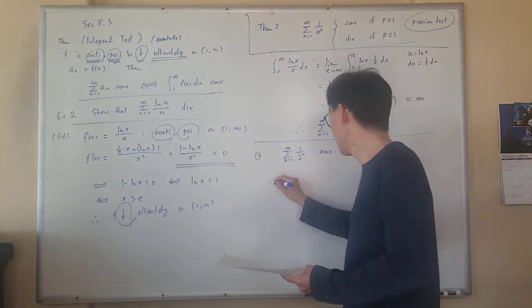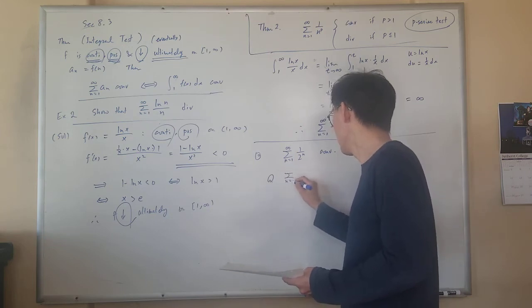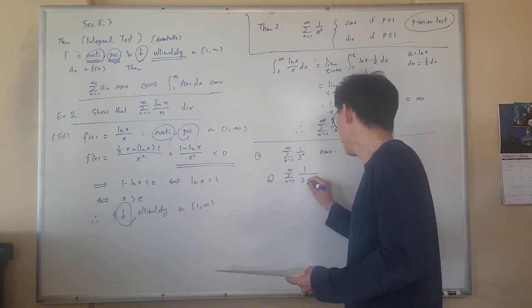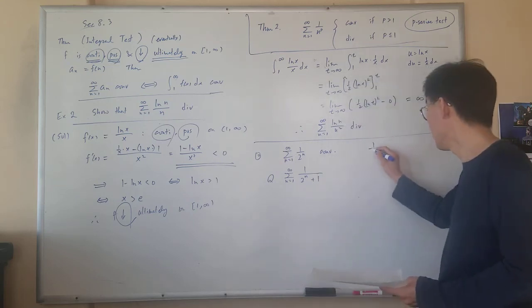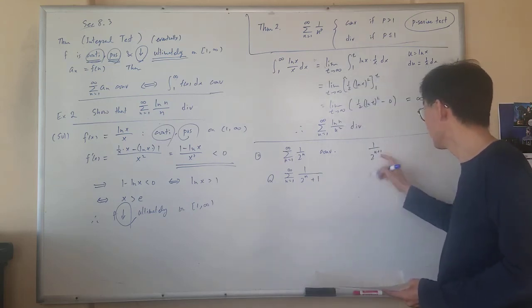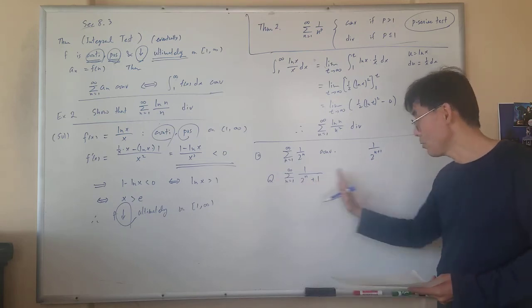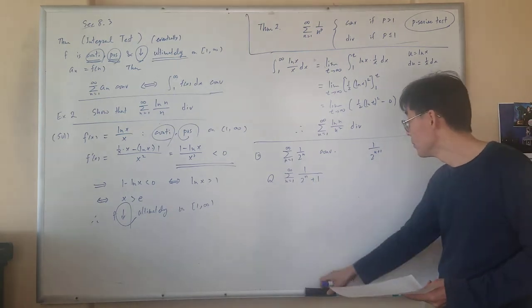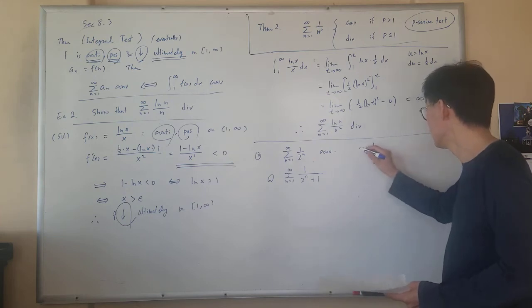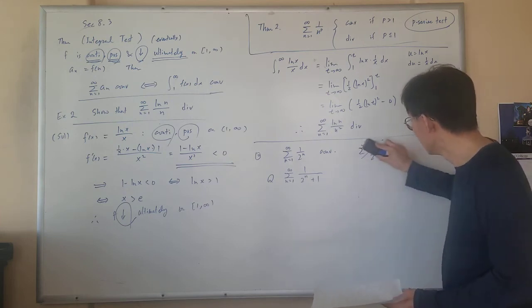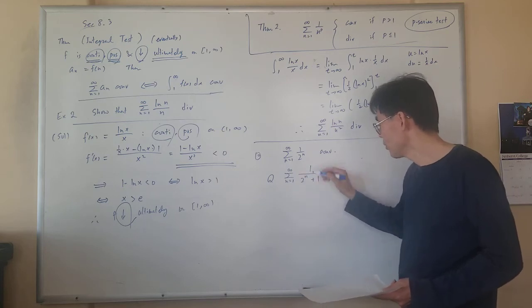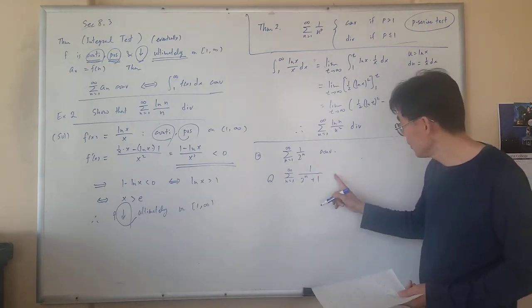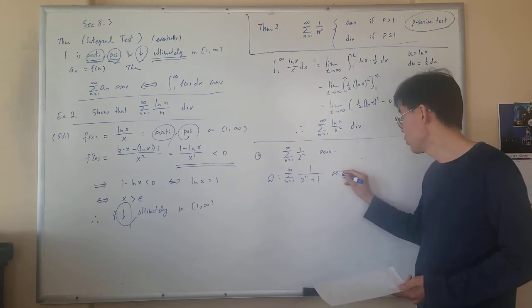Then the question is, what about, let's say, the sum of 1 over 2 to the n, plus 1. So be careful. It's not 1 over 2 to the n plus 1. The plus 1 is outside of the 2 to the n, right? This one is just a geometric series. This is not a geometric series. So what do you think? Do you think this one will be convergent?